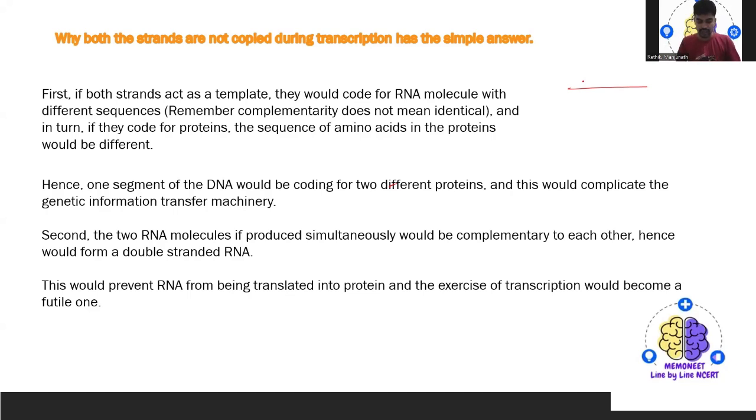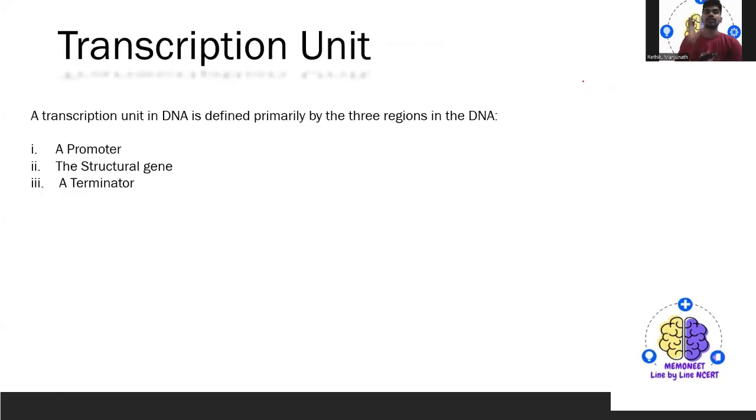If no translation takes place, as a result, what are we going to see? There will be no protein formation. That is, there will be no messengers. So what is a transcription unit? A transcription unit in DNA is defined primarily by three regions of the DNA. One is the promoter region, which is going to initiate the synthesis. Then the structural gene and the terminator.